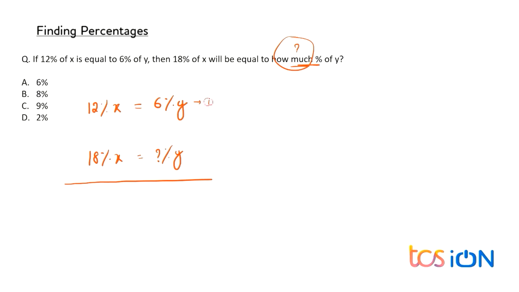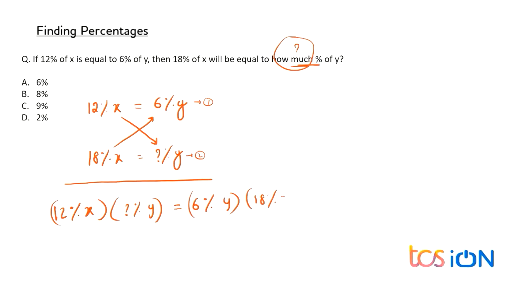When we have two equations, both of the form "is equal to", we have a simple method called cross multiplication. That says 12% of x into ?% of y is equal to 6% of y into 18% of x. There are certain common terms which get eliminated: percentage x, percentage y. Therefore I have 12 into ? is equal to 6 into 18. 6 ones are 6, 6 twos are 12, 2 nines are 18, so the question mark value should be 9%.